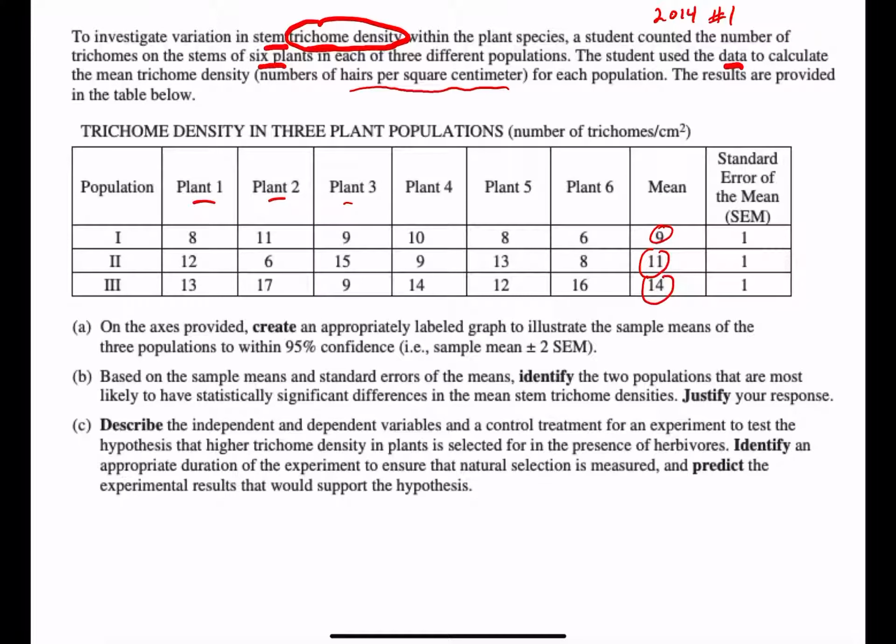Then this one tells you, on the axes provided, create an appropriate labeled graph to illustrate the sample means of the 3 populations within 95% confidence, i.e. double the standard error of the mean. Now, if you look at what they gave you, this one was pretty sneaky. They give you the standard error of the mean, but you actually had to multiply each by 2 because that's going to put you at that 95% confidence.